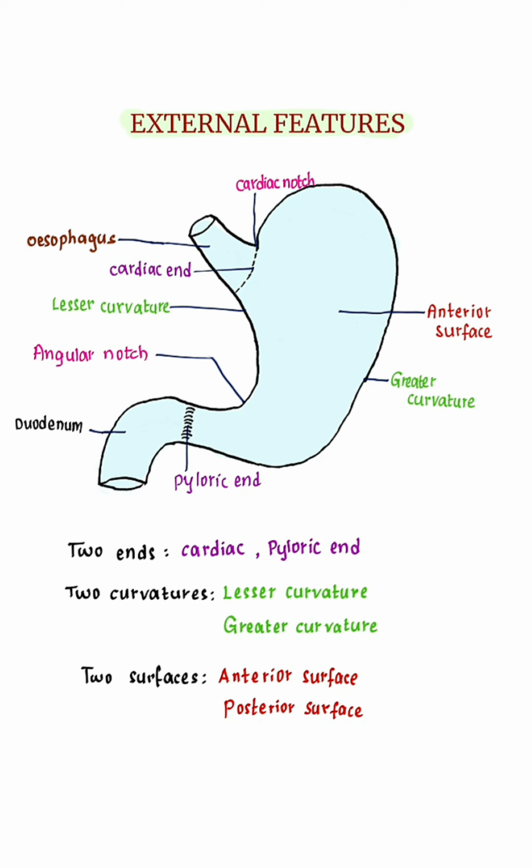Two surfaces: anterior surface and posterior surface. The anterior surface, or anterosuperior surface, faces forwards and upwards. The posterior surface, or posteroinferior surface, faces backwards and downwards.